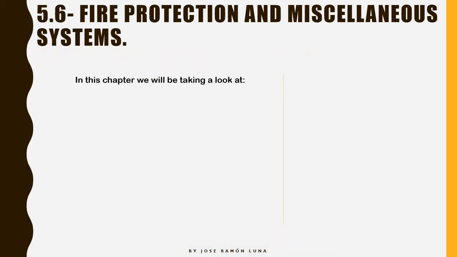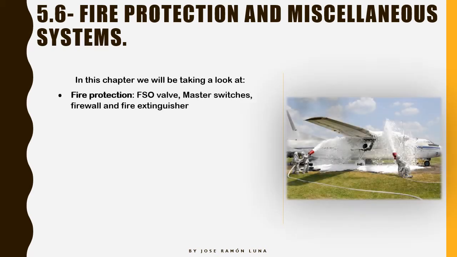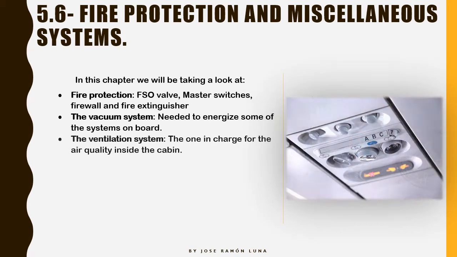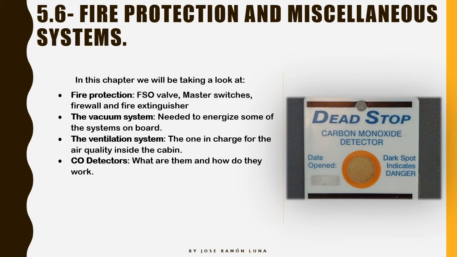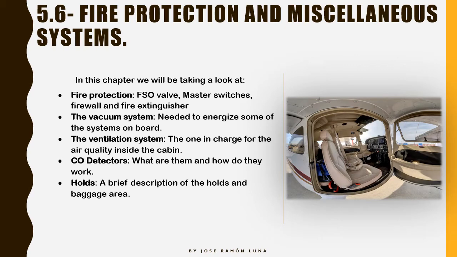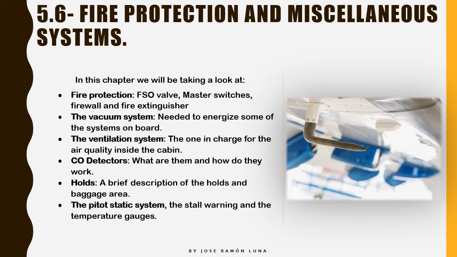In this chapter, we'll be taking a look at fire protection, fuel shutter valve, master switches, firewall, and fire extinguisher. Also, the vacuum system needed to energize some of the most important systems on board, such as instruments. Then we'll talk about the ventilation system, that is the one in charge of the air quality inside the cabin. CO detectors, what are they and how do they work? Holds, a brief description of the holds and baggage area of this aircraft. And the pitot-static system, the stall warning and the temperature gauges.